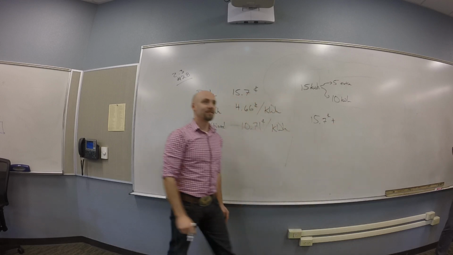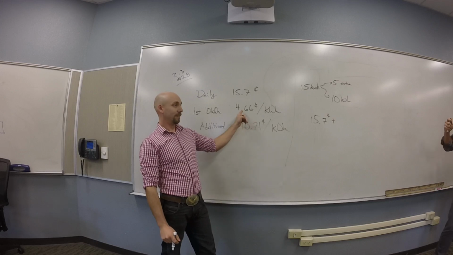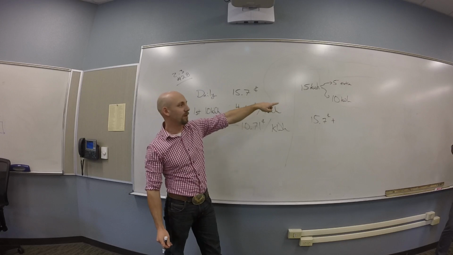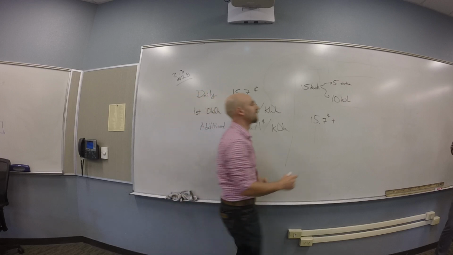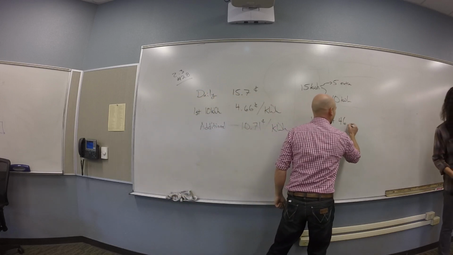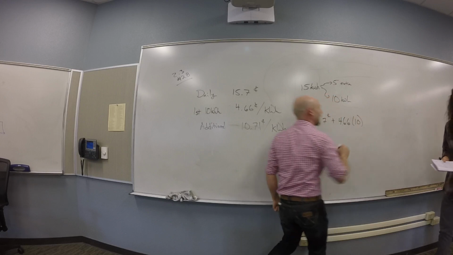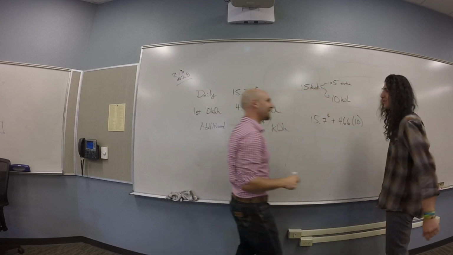And then you add 4.66 by 10. That's it. So those first 10 kilowatt hours, you have 10 of them, and they're 4.66 cents a piece. So that's where you lost it, wasn't it? So you have 4.66 times 10 there. Oh yeah. You gotta multiply by 10.